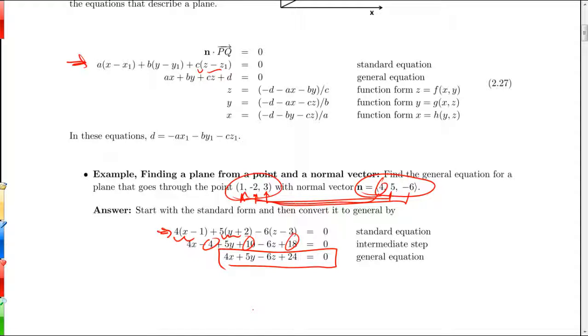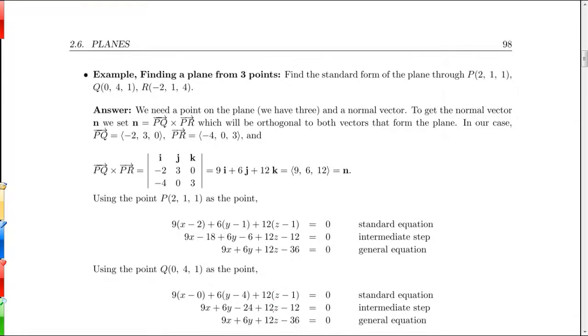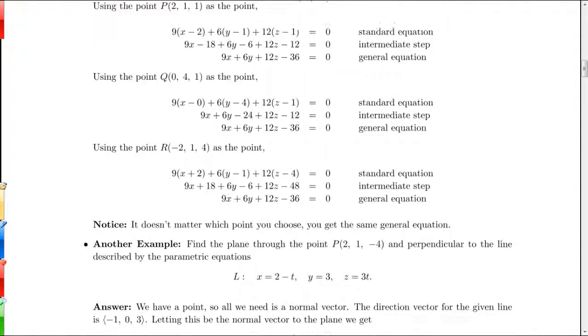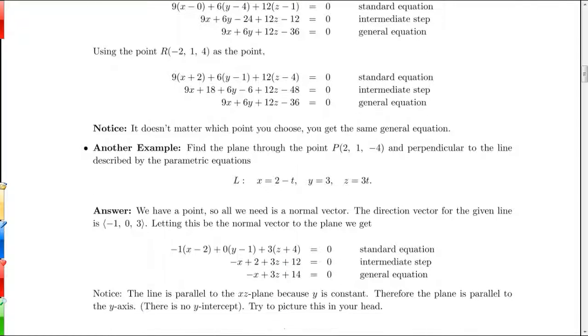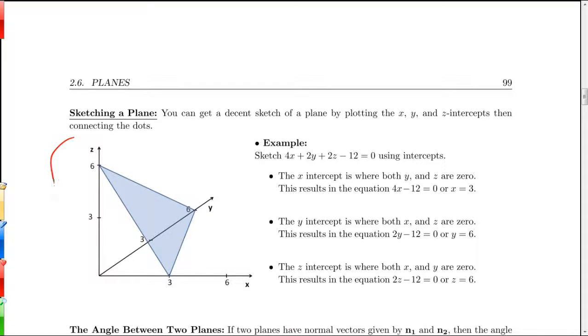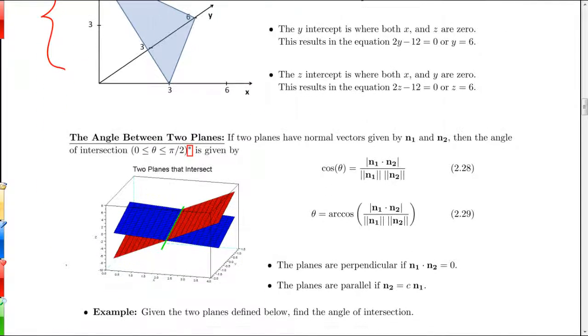It looks a lot like the equation for a line in 2D, except it has an extra term for the z component. And then we did finding the plane through 3 points, finding a plane perpendicular to a given line, how to sketch a plane. It makes it a little easier to picture these things if you can sketch a few. That's in the homework.